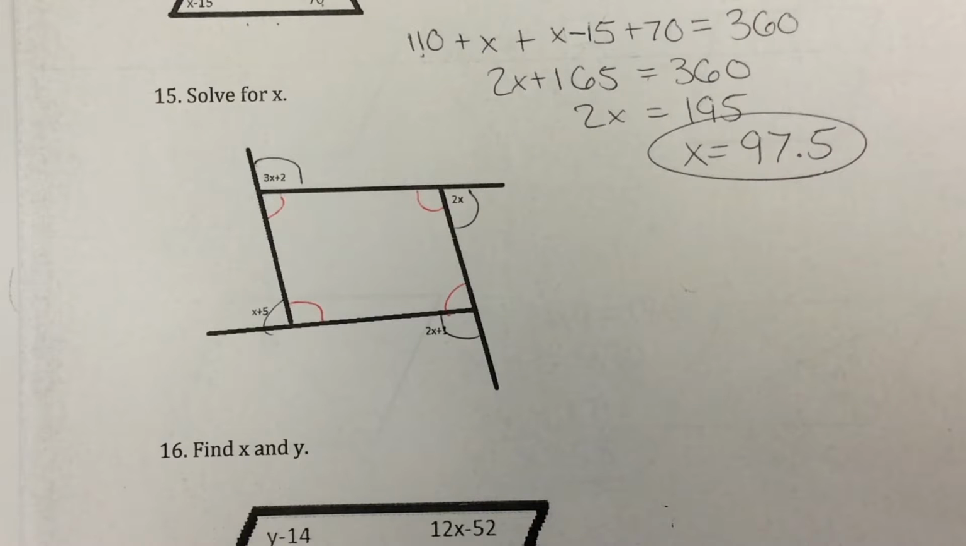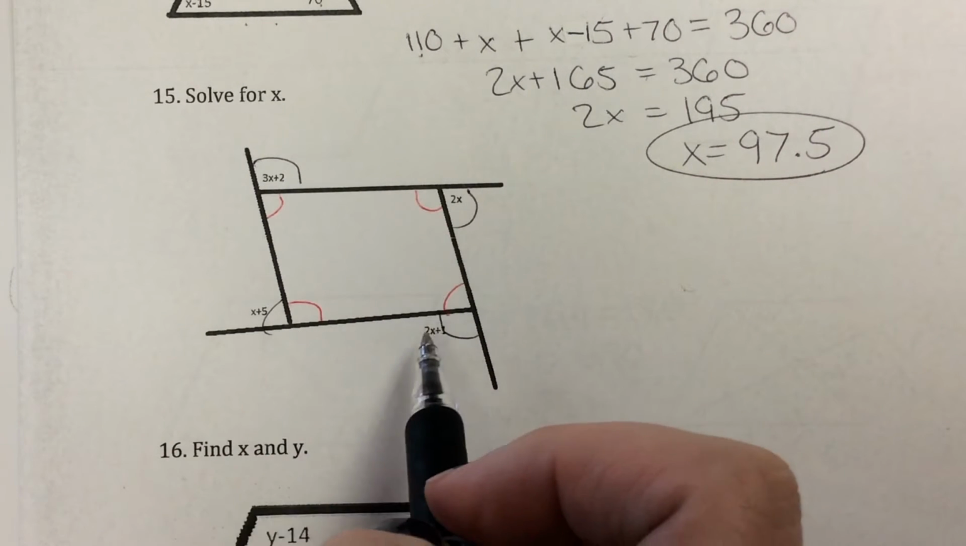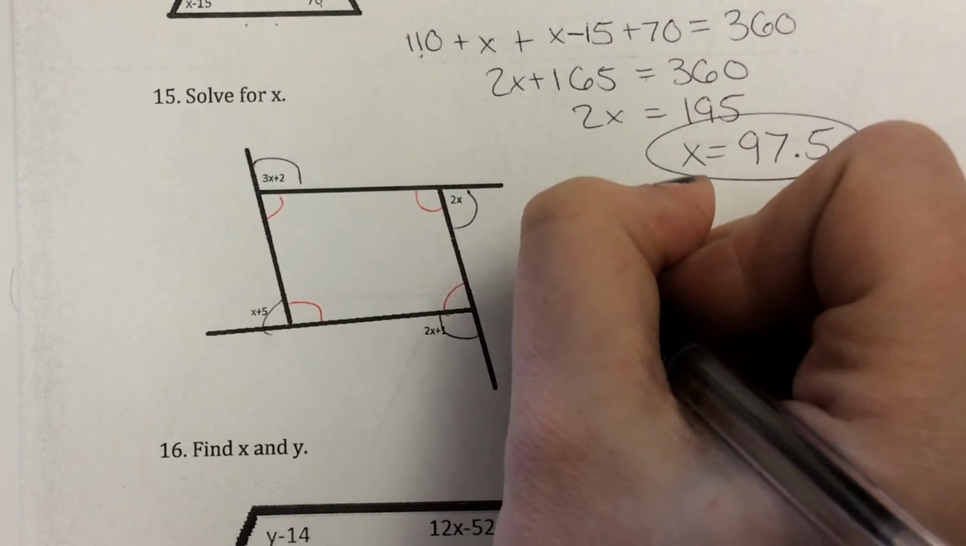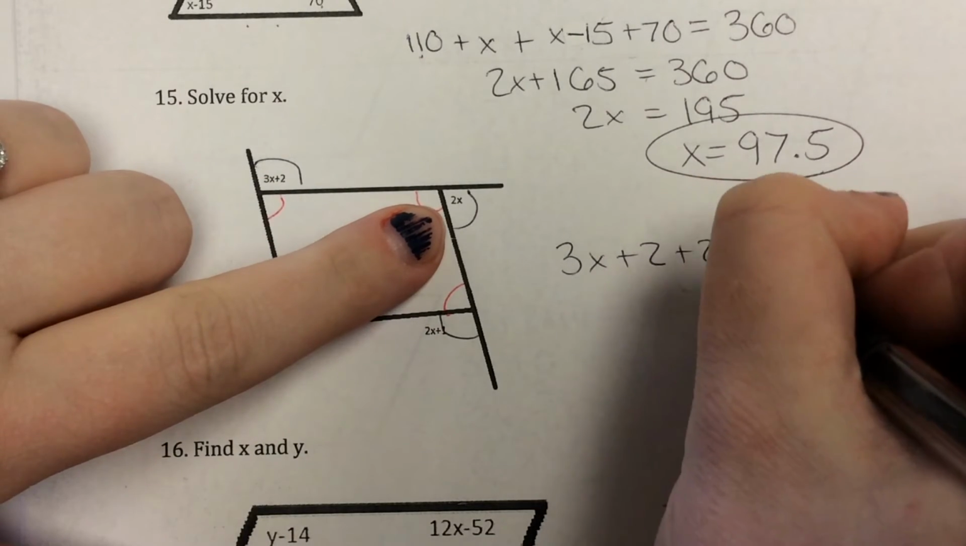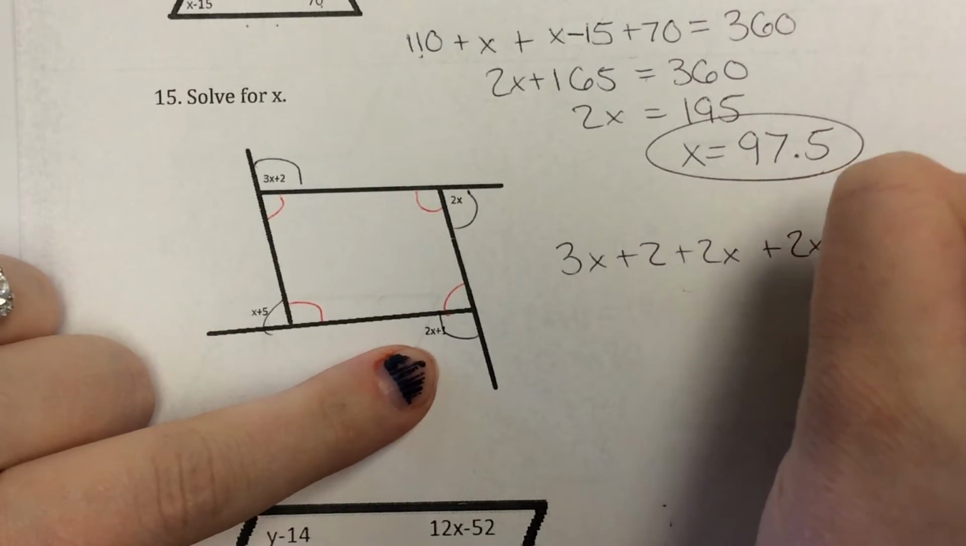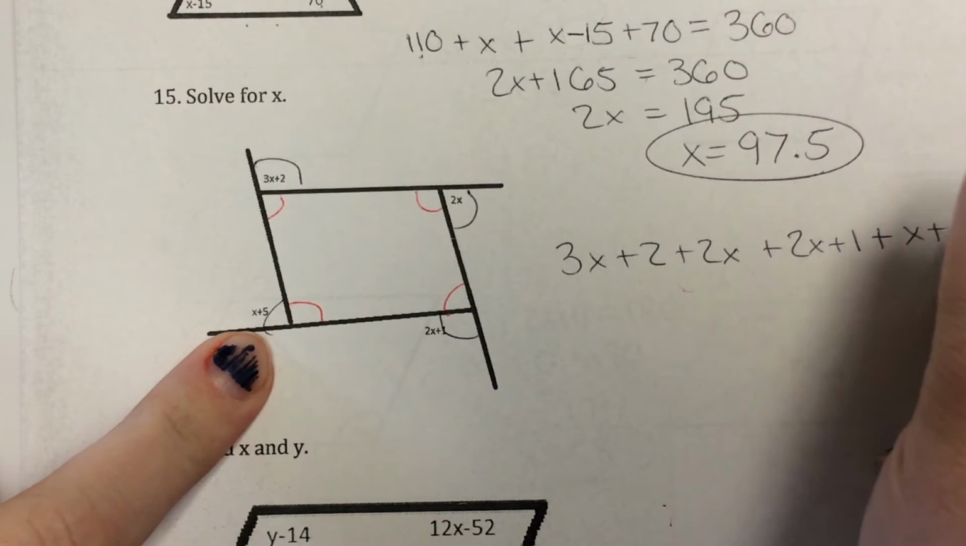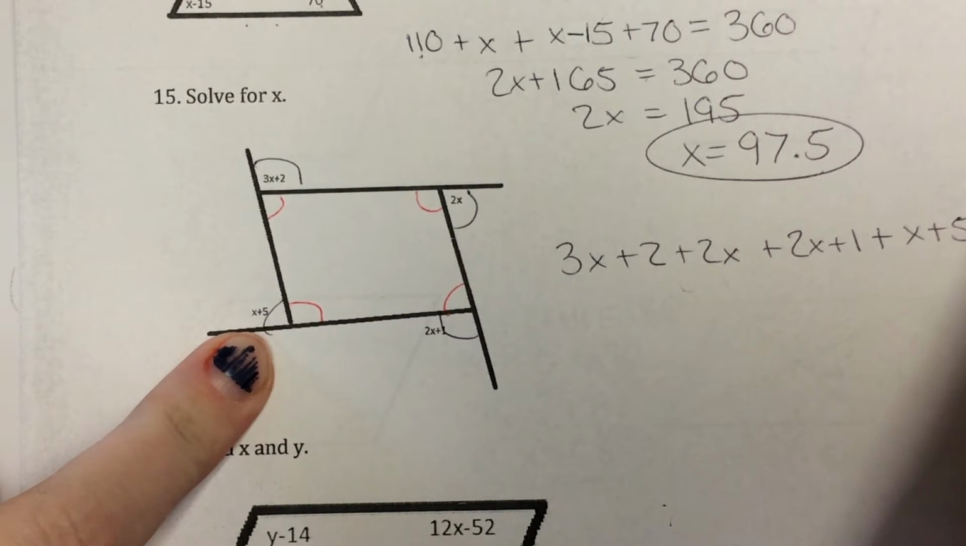Remember how I told you that it doesn't matter what kind of shape you have. It could have 5 angles, it could have 34 angles, it could have 1,000,000 angles. All the exterior angles of any polygon are going to add up to 360. Remember we talked about that? So all 4 of these are going to add up to 360. 3x plus 2 plus 2x plus 2x plus 1 plus x plus 5 equals 360.